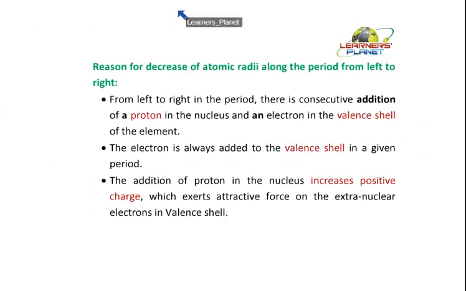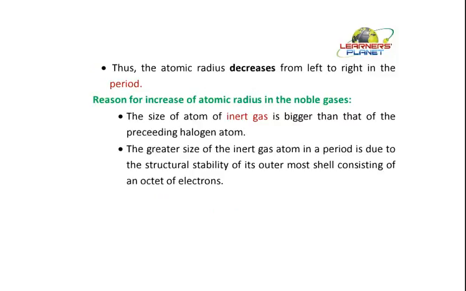Moving back to our file, the addition of protons in the nucleus increases the positive charge, which exerts an attractive force on the extranuclear electrons in the valence shell. Extranuclear means external to the nucleus. Now let's take up the reasons why the atomic radius decreases from left to right in the period. This is the thing which you have to remember.